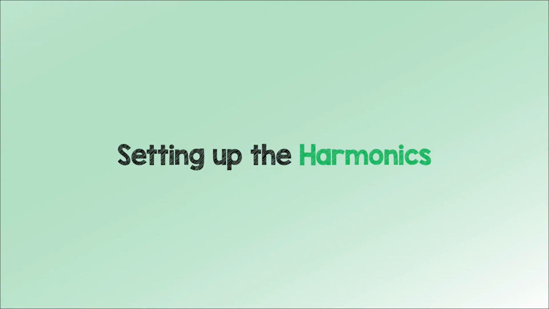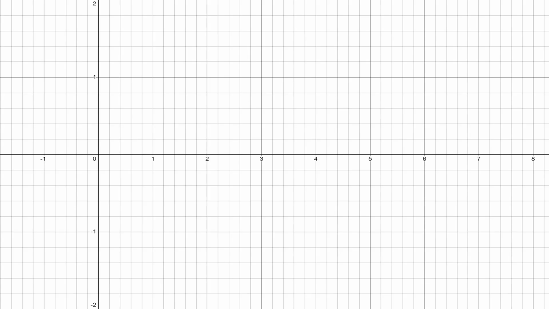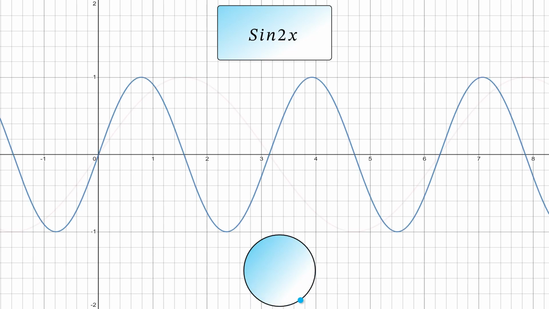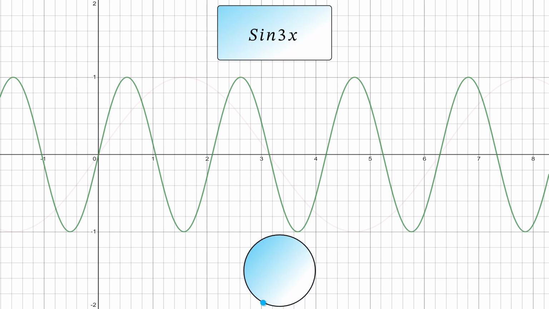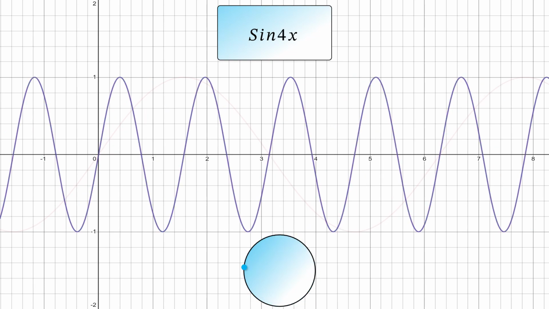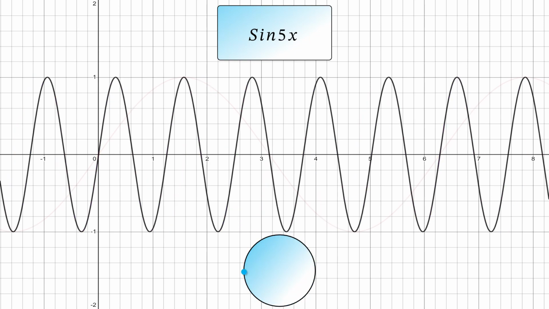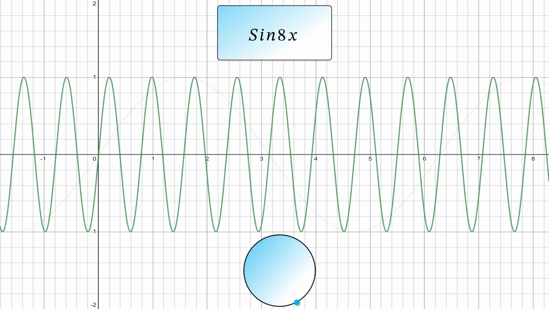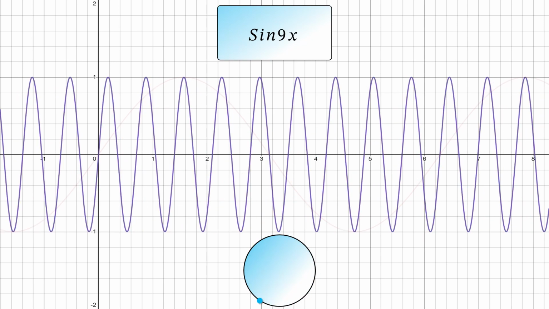Setting up the harmonics. So this is our XY plane, and this is a graph of sine x, which is the fundamental frequency, then the sine of 2x, which spins twice as fast, sine of 4x, and so on. I've got 9 harmonics, which gives a good representation of different waves when we add them together in different amounts.